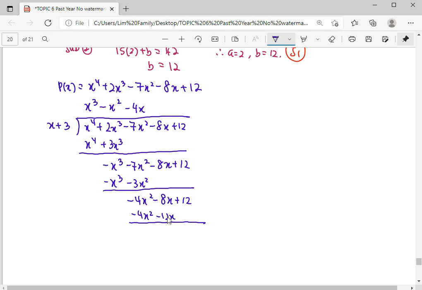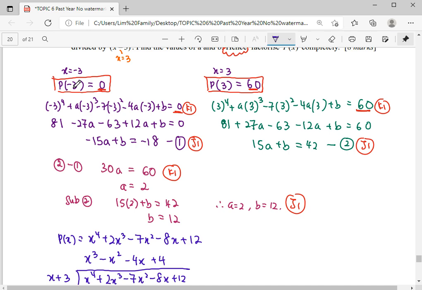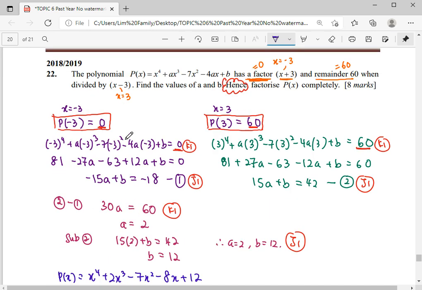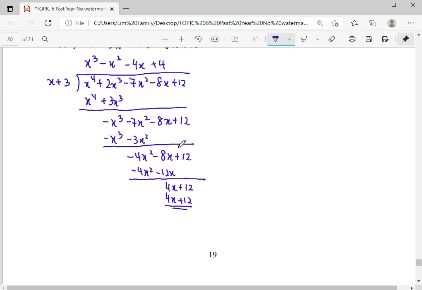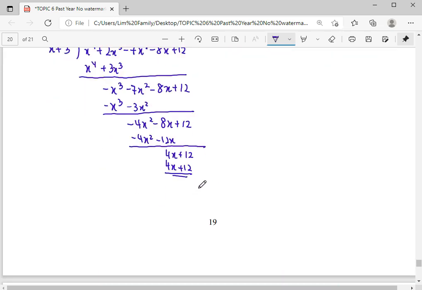Minus it, positive 12, 4x. So what should you put here? You will put a 4 here, so that when you do 4 times x, it will give you 4x. And continue for the next term, 4 times 3, it is 12. So be careful here. When you do your long division with your factor, you won't have any remainder. That's why when you put your value of x from the factor, it will equal 0. Because we don't have any remainder here, it is 0.